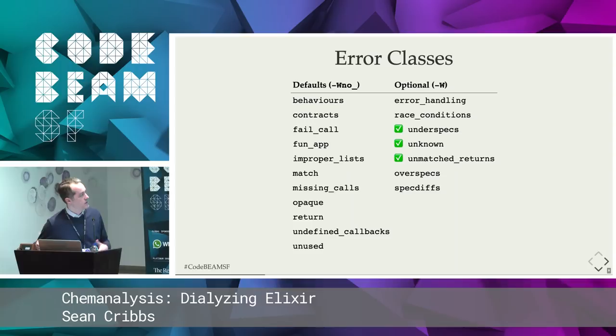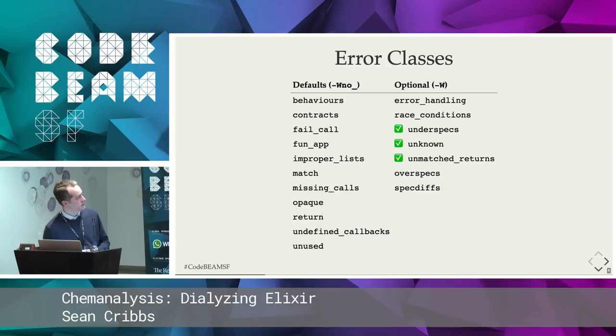For example, this first one, the behaviors check, determines if modules that declare they implement a behavior actually follow the callbacks that were defined by the behavior, and that those callbacks fit the correct types defined. Basically, everything in the left column is turned on by default, and there's really not any reason to turn them off.